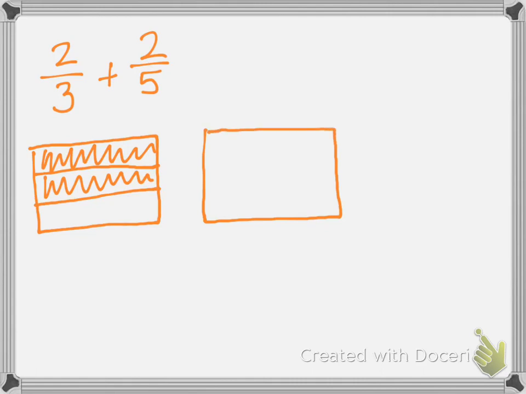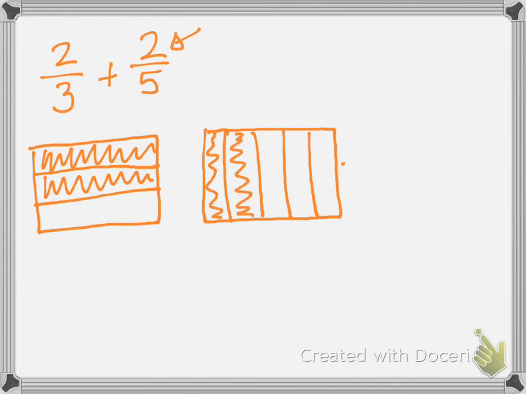Now I'm going to do 2/5, the next to add in, but I'm going to draw my lines vertically, so I need to break it into fifths. So now I have 5 sections, 1, 2, 3, 4, 5, and I'm going to shade in 2 of those because it's 2/5. So 1/5, 2/5.